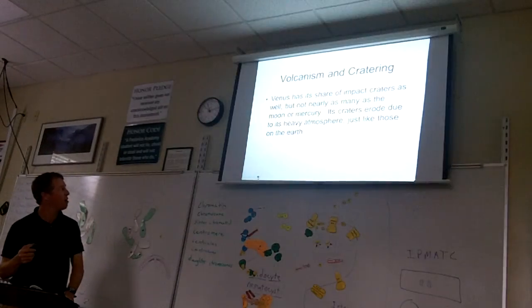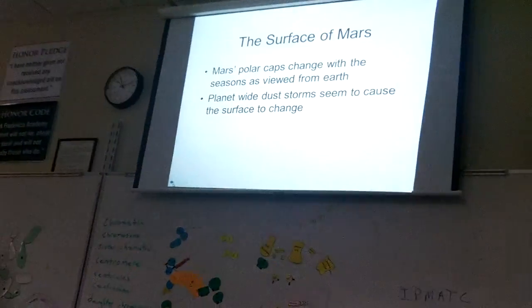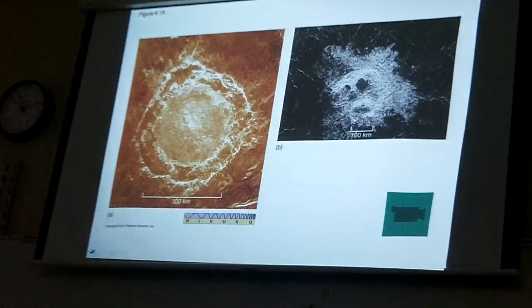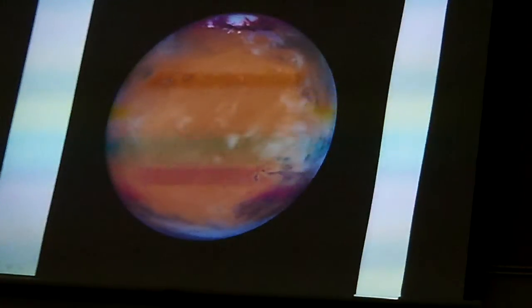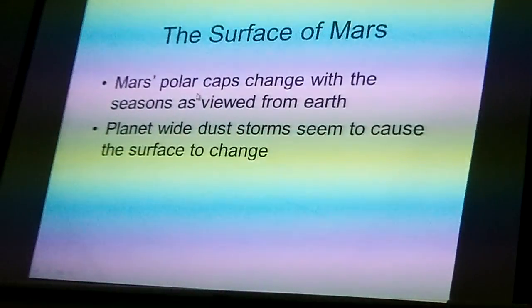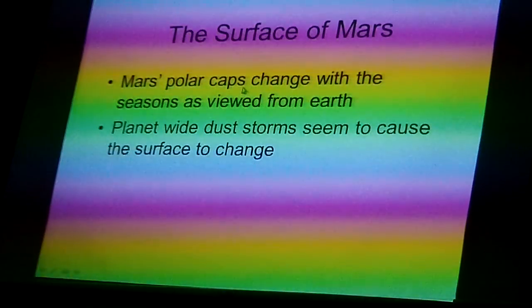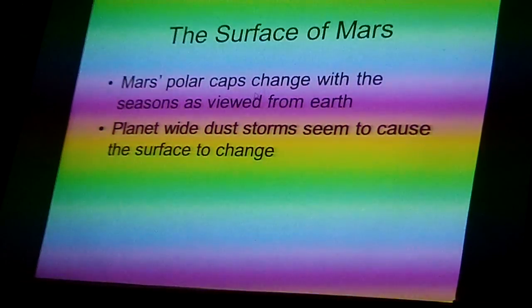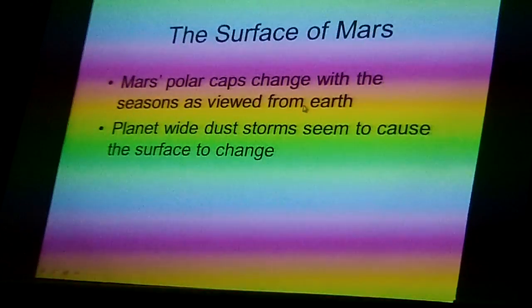Okay, what's it like on Mars? Well, there's barely any atmosphere, and it's quite chilly there. Yeah, it's cold. There's some ice. Mars has polar caps, a North Pole and a South Pole that are icy. And they change with the seasons as viewed from Earth.